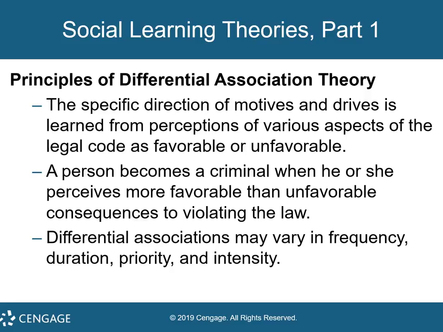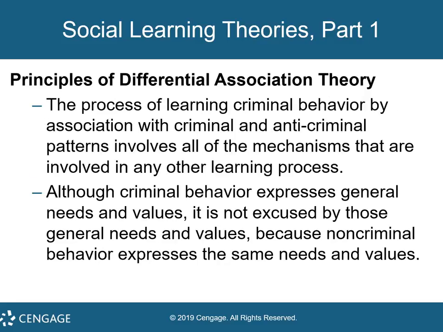And then number 7, differential associations may vary in frequency, duration, priority, and intensity. And the last 2, the process of learning criminal behavior by association with criminal and anti-criminal patterns involves all of the mechanisms that are involved in any other learning process. And then finally, the last one, although criminal behavior expresses general needs and values, it is not excused by those general needs and values, because non-criminal behavior expresses the same needs and values. So these are all, again, some basic principles of differential association theory.